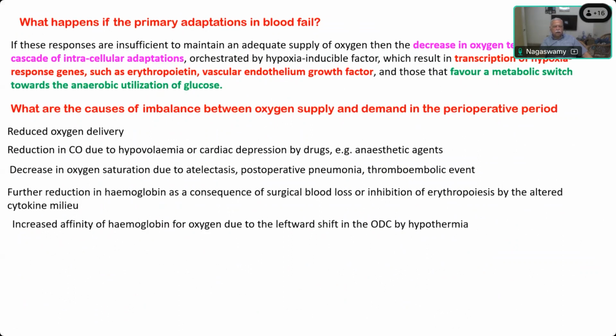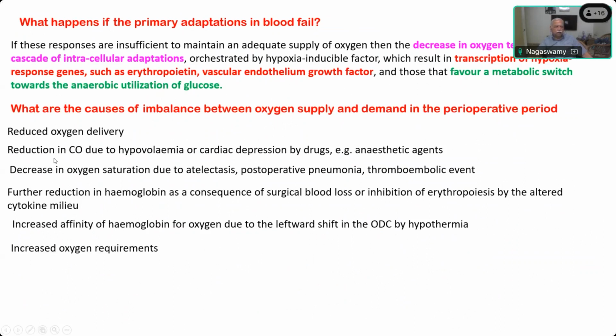And if the hemoglobin becomes more attached to oxygen, the affinity increases with the ODC curve shifting to the left, which happens in hypothermia. That is the reason why we take so much care to keep the temperature of the patient normal by using warming blankets and warm IV fluids, and in the post-op we use radiant warmers. All these things are mainly done to prevent hypothermia, which will cause the ODC curve to shift towards the left, which will cause decreased release of oxygen and increased oxygen requirement.